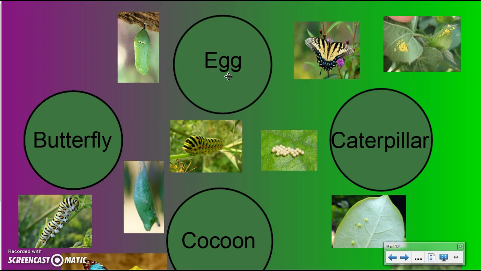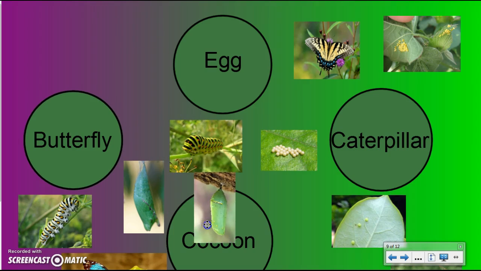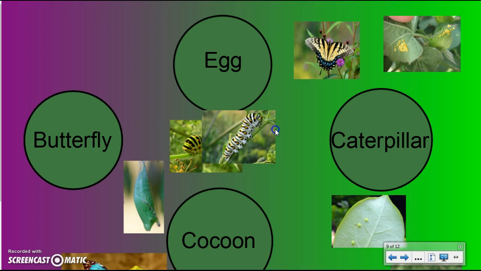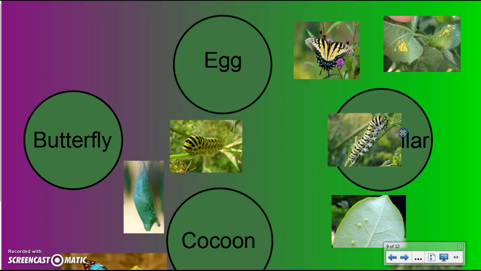So what I'm going to do so that you can play along at home is I'm going to touch each object and wait a few seconds for you to decide where you think it goes, and then I will drag it to the correct location so you can see if you're correct or not. So let's start with this one. Boys and girls, what do you think this is? If you said cocoon, you were right. All right, how about this image? What do you think this is an image of? If you picked egg, you were correct. And let's do one more. What about this one? What do you think this is? If you said a caterpillar, you were right. Great job, boys and girls.